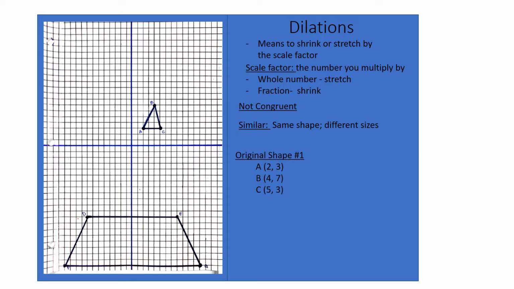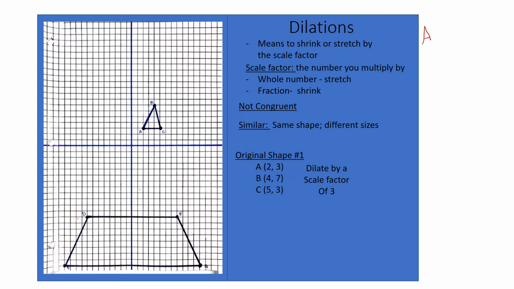So we're going to start out with the triangle ABC, and we are going to write down the original points just as we have done with the other 2 videos so far. Point A is located at 2, 3. Point B is at 4, 7. And point C is at 5, 3. For this problem, we're going to dilate the shape by a scale factor of 3. So this is where we are going to multiply our points.